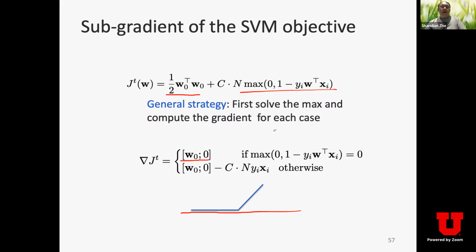Okay. On the other hand, if your max function is the right input, which is 1 minus the function margin, then I just take the gradient of this term. That will correspond to the slope of this line. And then plus the gradient of the first term, you get your subgradient as W, and here is just the gradient of this term, subtracted by C, and this is just the gradient of the second input. Then that's it.